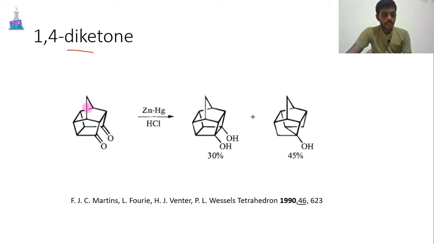1,4-diketone. This is the starting material. 1, 2, 3, 4. The 1,4-diketone is present in presence of zinc amalgam and HCl. One of the ketones is reduced to a methylene group, forming alkane, and another is reduced to alcohol, and another product is also obtained in which both of the ketones are reduced to alcohol. This is taken from Tetrahedron.